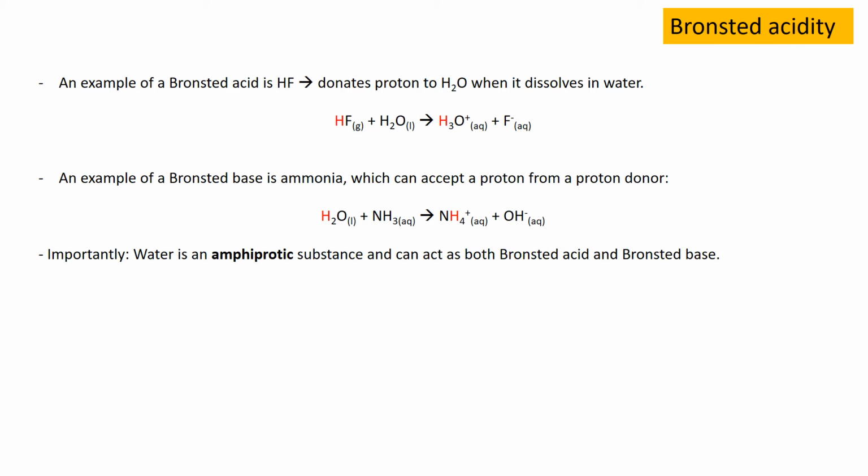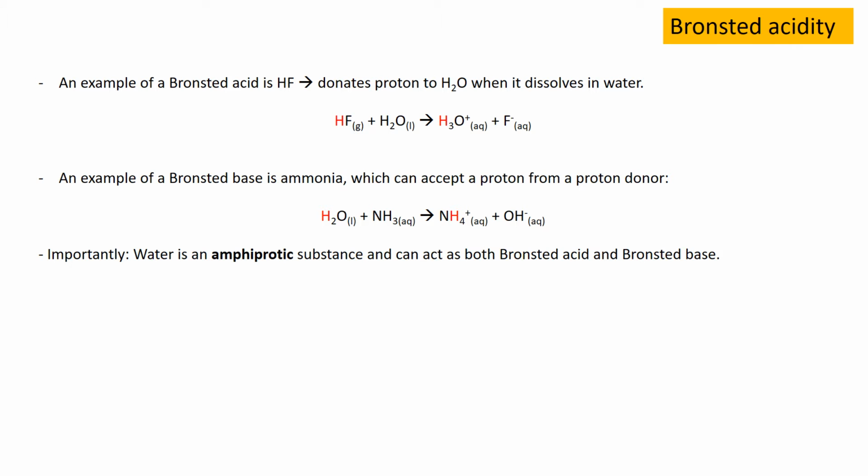A classic example of a Bronsted acid is hydrofluoric acid, HF. When you dissolve that in water, it donates a proton to water, and you can see the reaction there. HF plus H2O goes to H3O+ plus F-, and I show you in red there the transfer of the proton from the HF molecule to water. A good example of a Bronsted base then is ammonia, NH3, which is able to accept a proton from a proton donor, in this case water, to yield NH4+.